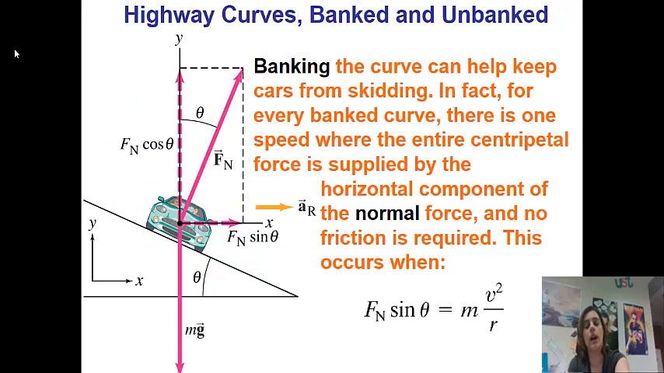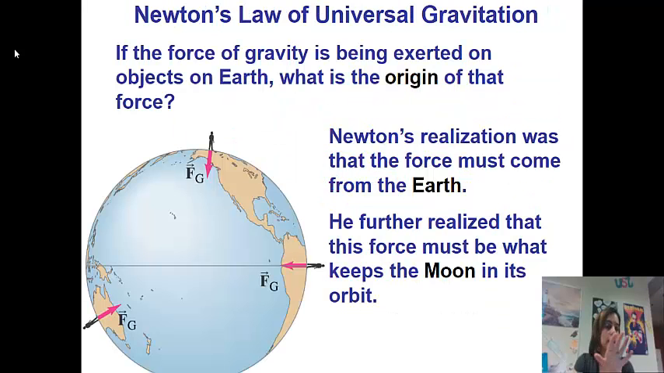Okay, so here's that diagram I was talking about, how part of the normal force is pointing into the center of the curve to help when you've got a banked curve. If we have a banked curve with no friction, this would be our free body diagram. All right, I'm not going to get into universal gravitation until later, so hopefully that helps you a little bit with circular motion.